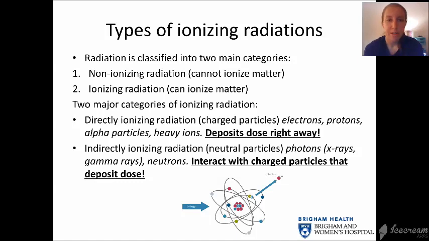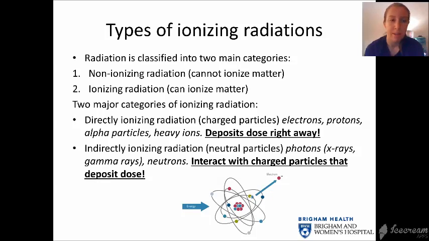So radiation is classified into two main categories. Non-ionizing radiation, so one that cannot ionize matter, so cannot kick an electron out of the atomic shell, for example, to create an ion. And then there's ionizing radiation, which can ionize matter. And that's the one we're interested in. So there's two major categories of ionizing radiation.